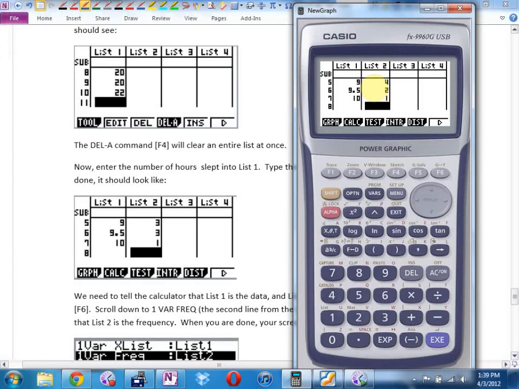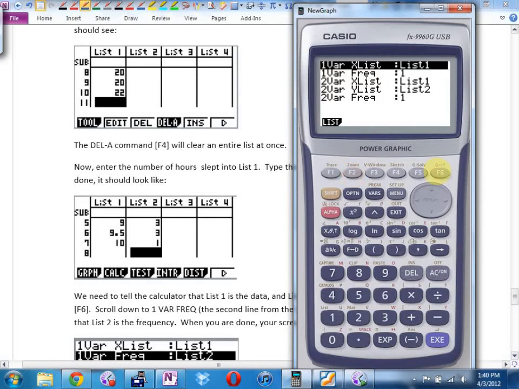Okay, Shania? Now what we need to do is tell our calculator what's going on. We're going to do a calculation. What was the calculation? F2. But we need to set up our calculator. What's setup going to be? F6. Okay? So see if you get to this screen. If you don't get to this screen, now is your time to tell me.